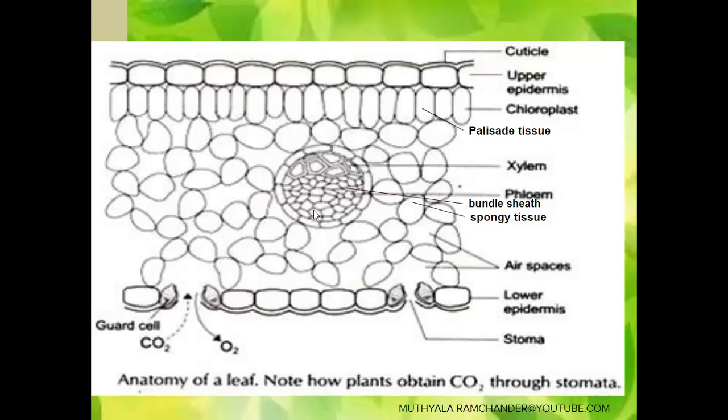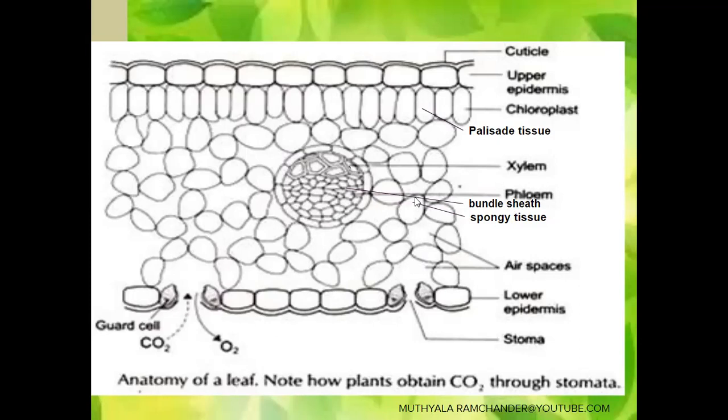The vascular bundles are present at the center region of the vein, and sometimes the vascular bundles are also covered by bundle sheaths. Bundle sheath cells are also parenchymatous cells. These are also one type of ground tissue. In this leaf anatomy, we observed palisade tissues and sponge tissues. We observed these two types of mesophyll tissues, or ground tissues, in one leaf.